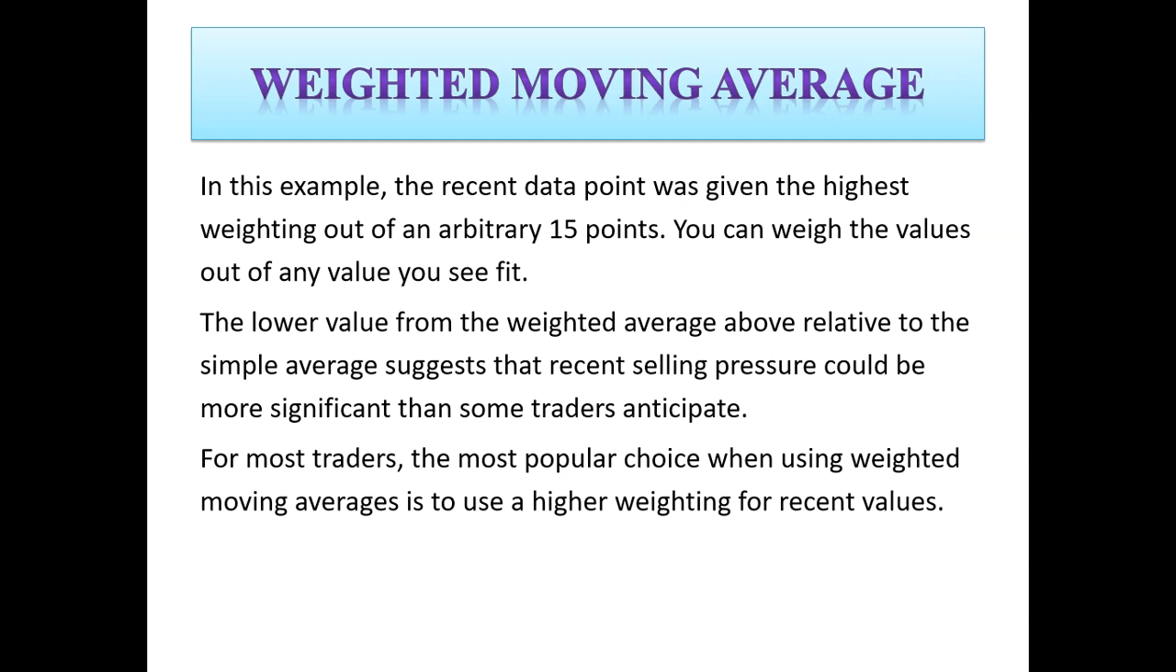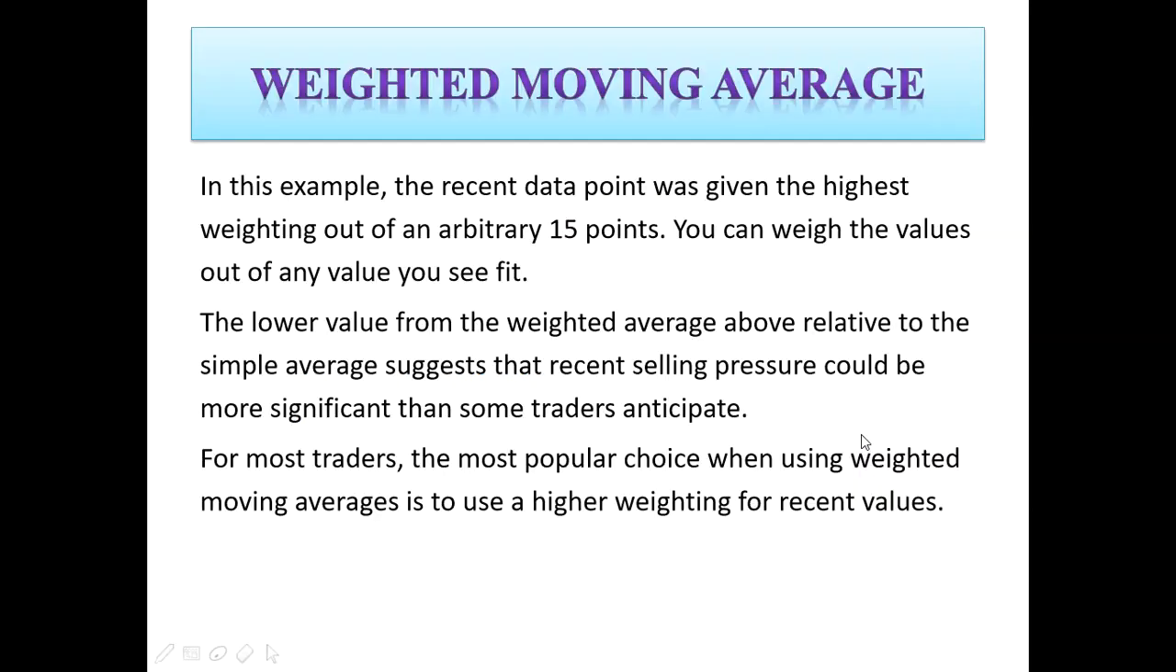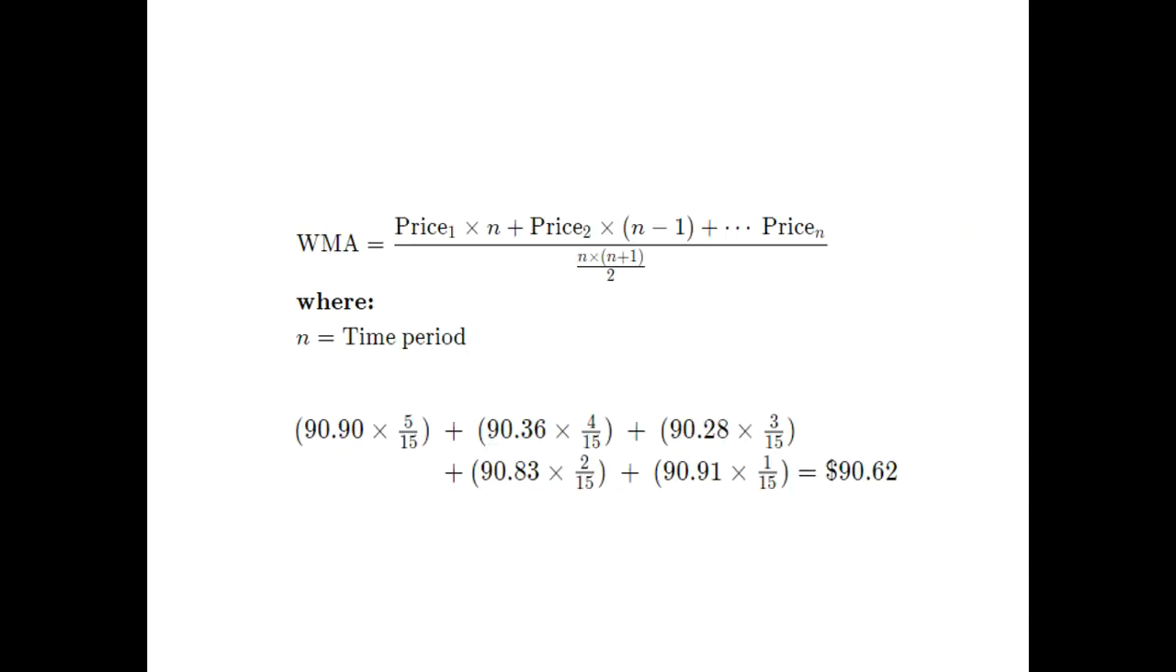So the recent data point was given the highest weighting out of the arbitrary 5 points. So here we have 5 points, and here we have the weightage of the 15 points. So 5 by 15 plus 4 by 15 plus 3 by 15, 2 by 15 and 1 by 15. So that is how we apply it. You can weigh the values out of any value you see fit. Out of the 15 points, we have the n here.